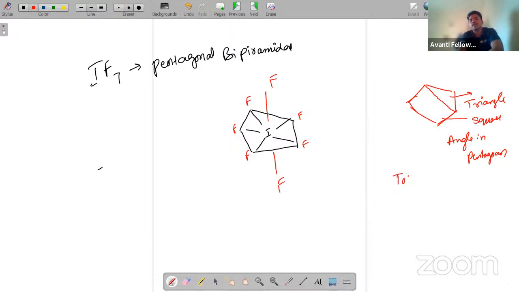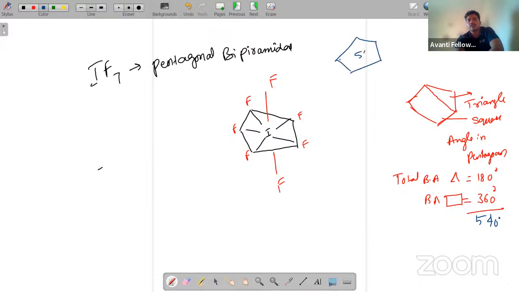Total bond angle in a triangle is how much? 180 degrees. But the bond angle in a square is how much? 360 degrees. If you add both of them, how much are you going to get? You are going to get 540 degrees. So the total angle, the bond angle in the pentagon, is how much? The total in the pentagon is 540 degrees.